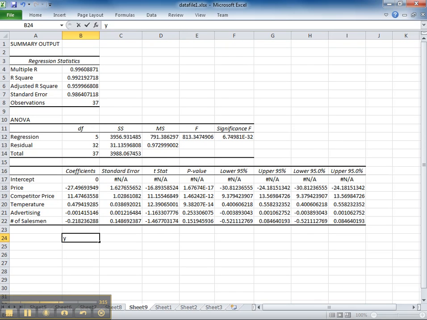So our equation for this would be y equals 0, because our intercept is 0, plus negative 27 times the price, which is the same as saying minus 27 times the price, plus 11.4 times the competitor price, plus 0.479 times the temperature, minus 0.0014 times the advertising, minus 0.218 times number of salesmen.